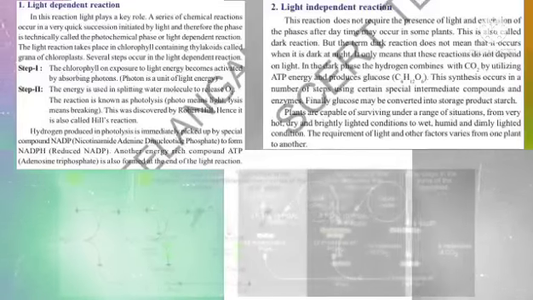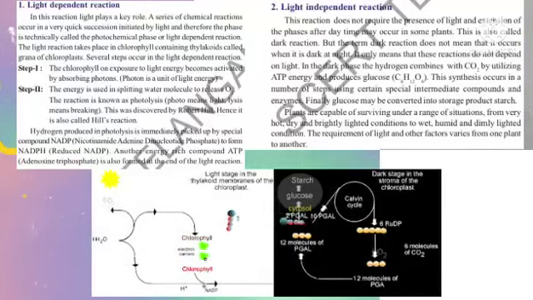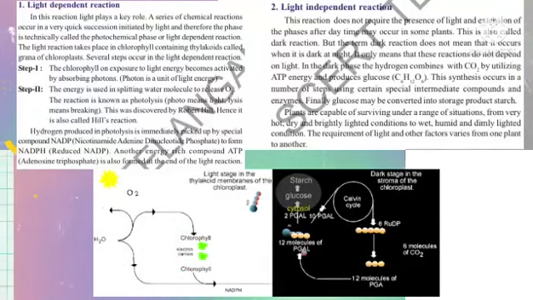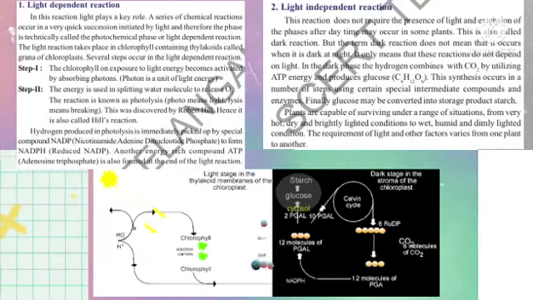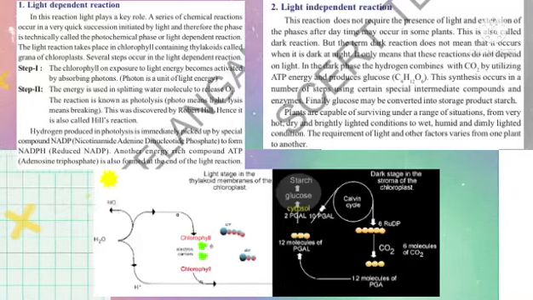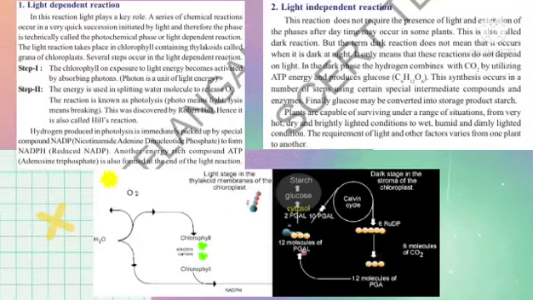A series of chemical reactions occurs in very quick succession, initiated by light. Therefore, this phase is technically called the photochemical phase or light dependent reaction. Light dependent reaction may also be called the photochemical phase because a very quick succession of chemical reactions takes place in the presence of light. Because of that, it is called the photochemical phase or light dependent reaction.